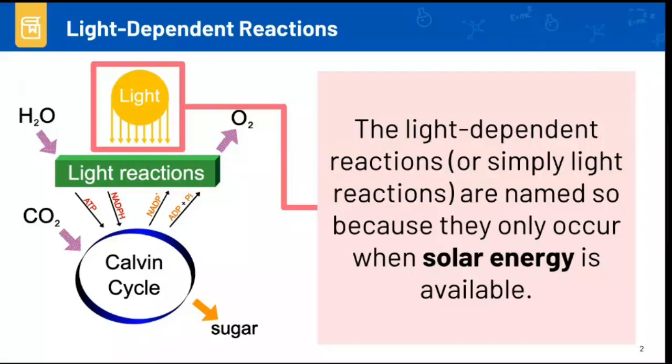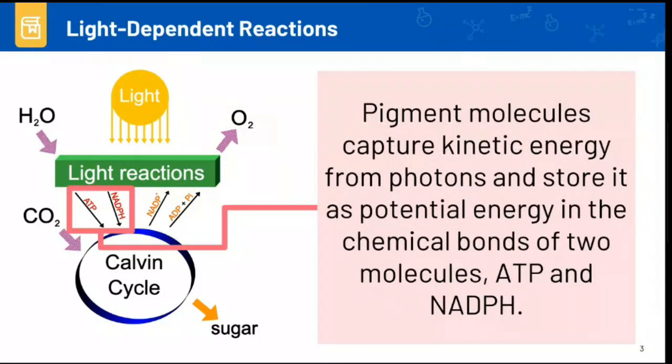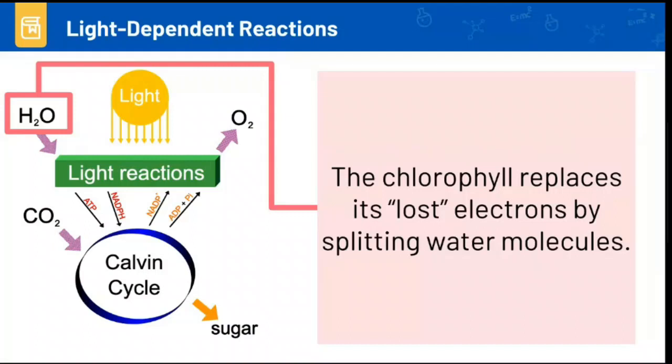It is also in the thylakoid membrane where pigment molecules in the form of two linked photosystems capture kinetic energy from photons and store it as potential energy in the chemical bonds of two molecules, which are your ATP and your NADPH, or nicotinamide adenine dinucleotide phosphate. During your light reaction, solar energy energizes your electrons, which move down to your electron transport chain. This chain is composed of a series of proteins that pass energized electrons through them until they reach a final acceptor. As electrons move down the chain, energy is released and captured to produce your ATP molecules. Energized electrons are also taken up by NADP, which is reduced and becomes your NADPH.